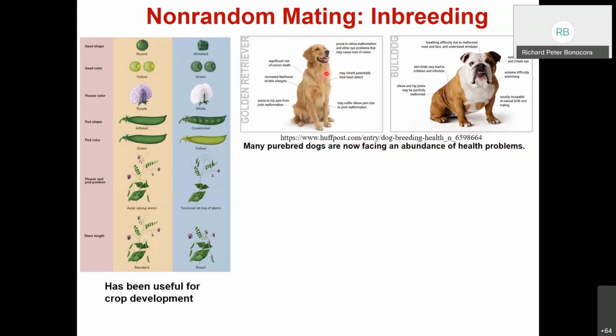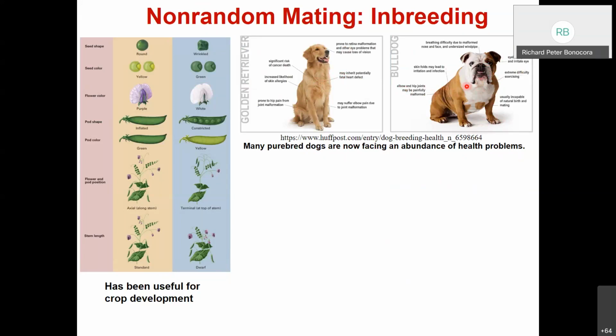They can have potentially fatal heart defects. Bulldogs have these weird elbow and joints that may be painful and malformed. Their eyelids droop and can irritate the eye. They have extreme difficulty exercising. So people like to have these purebred animals.